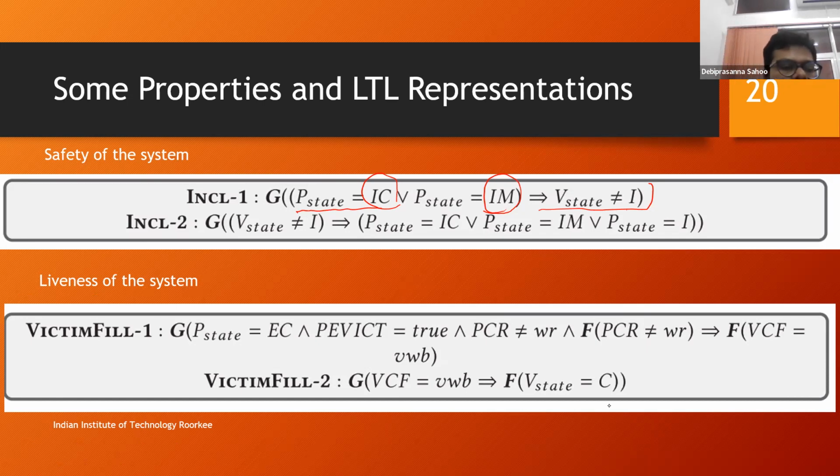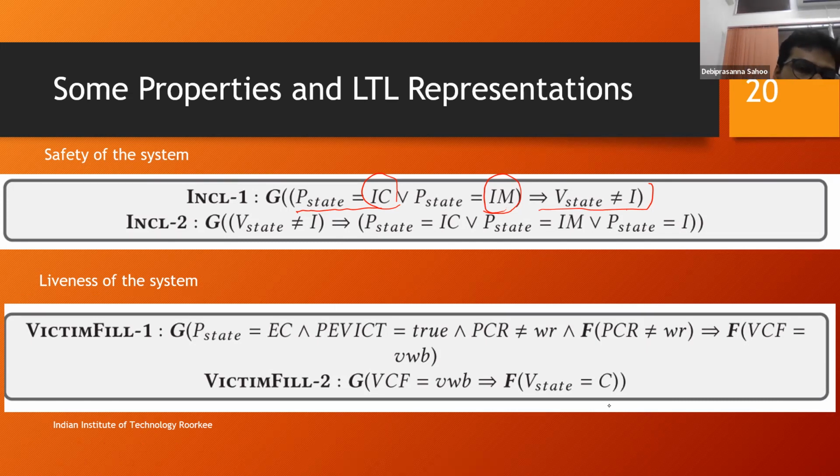So the combination of these two properties, victim fill one and victim fill two, will ensure the liveness of the system. And this property needs to be verified to verify the functionality of a victim cache. Like that, there will be several other properties that we need to figure out and represent and verify against the state machine to prove the correctness of the state machine as well as the property.